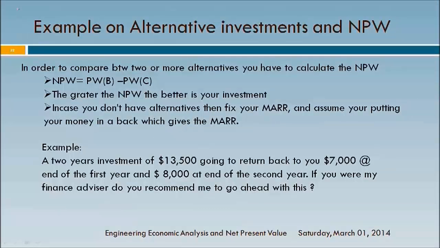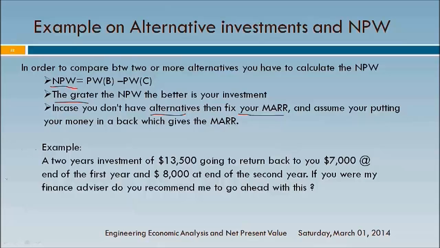This is the last example in part 1, and it's about net present value. Before we go to the example, let us just put the basic rules which we have to focus always on before we start any example. Again, the net present value or the net present wealth is PWB minus PWC, present wealth benefit minus present wealth cost. The greater the net present value, the better is your investment. So this is rule number 2. In case you don't have alternatives, just fix your minimum rate of return. Assume your minimum attractive rate of return and solve your example.